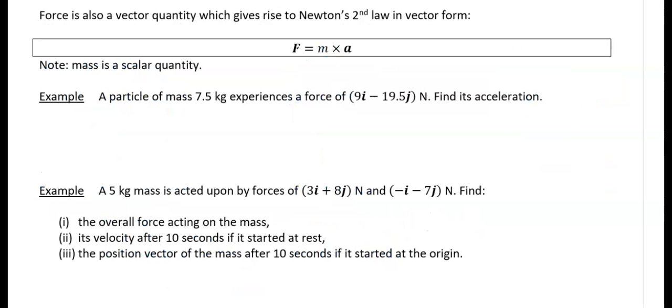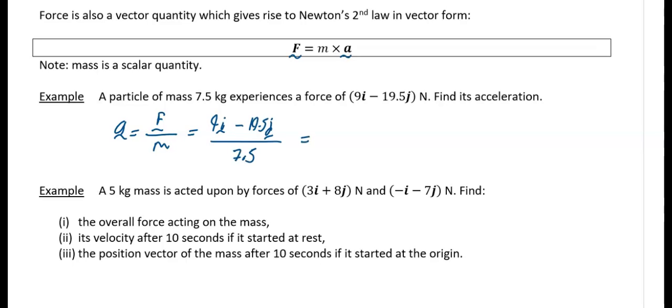Force is also a vector quantity, which gives rise to Newton's second law in vector form. So this is your vector F is equal to mass times your vector a, and mass is just a scalar. Mass just has size, nothing else. So a particle of mass 7.5 kilograms experiences a force of 9i minus 19.5j. Find its acceleration. So your acceleration is going to be your vector force divided by m. So in this case, that's going to be 9i minus 19.5j, all being divided by 7.5.